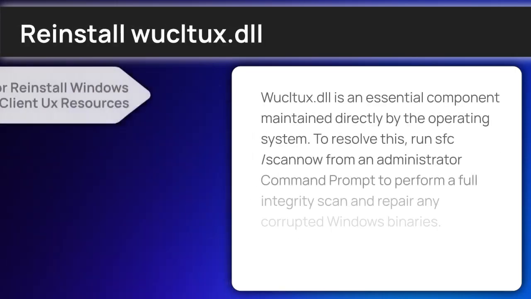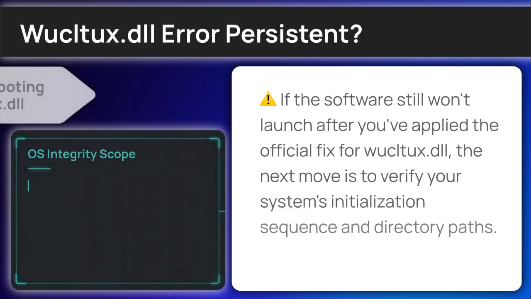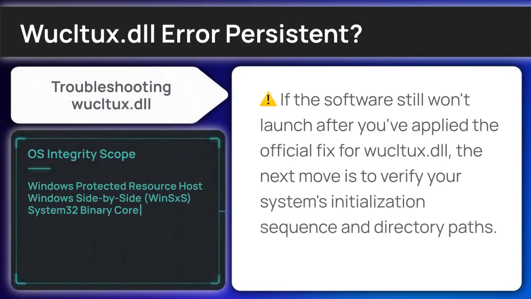Wucltux is an essential component maintained directly by the operating system. To resolve this, run sfc /scannow from an administrator command prompt to perform a full integrity scan and repair any corrupted Windows binaries. If the installer was unable to bridge the gap, we will move to phase 2 of our diagnostic to refresh the system's memory.